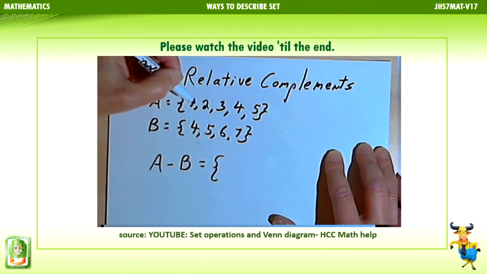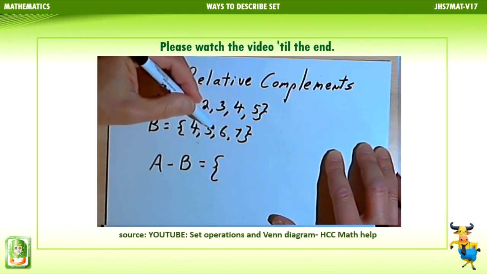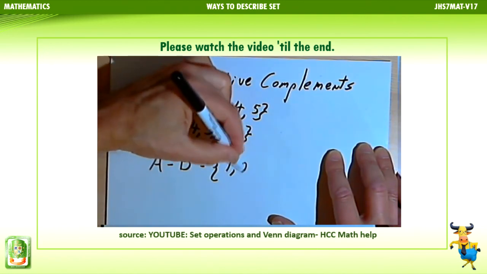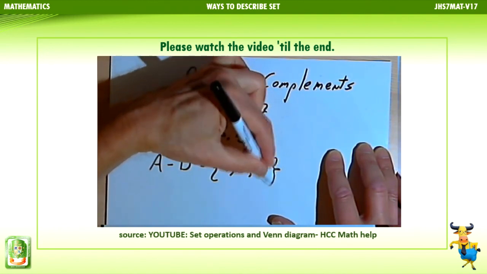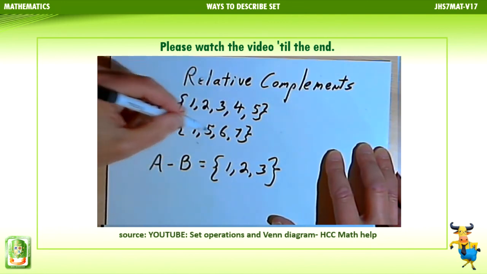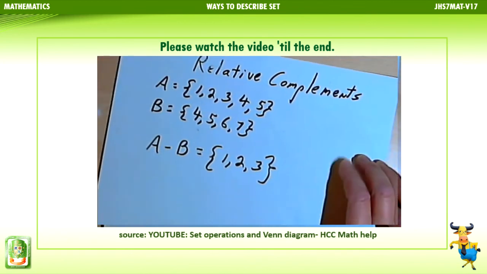So I'm going to take all the elements in A, 1, 2, 3, 4, and 5, but I don't want any of the ones that are in B, 4, 5, 6, and 7. So since 4 and 5 are in set B, I'm not going to want them. So I'll just have 1, 2, and 3. And this can be read as the relative complement of B in A. Or you maybe just want to say set A without the elements that are in set B, which is what I have here. I had all of set A except for the elements that were in set B. So let's see what that looks like as a Venn diagram.